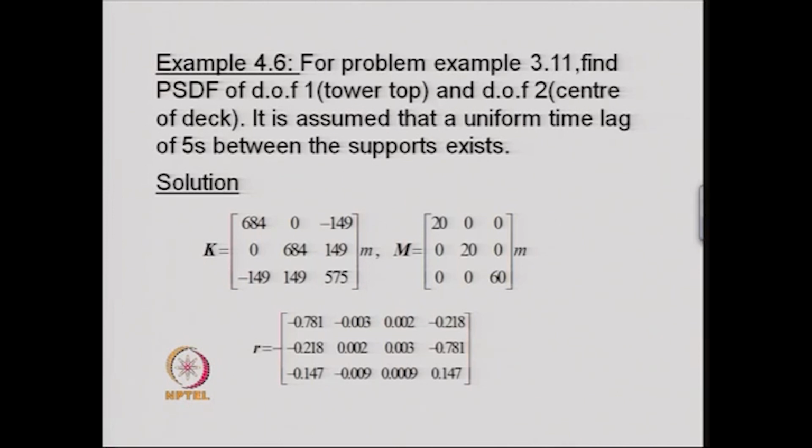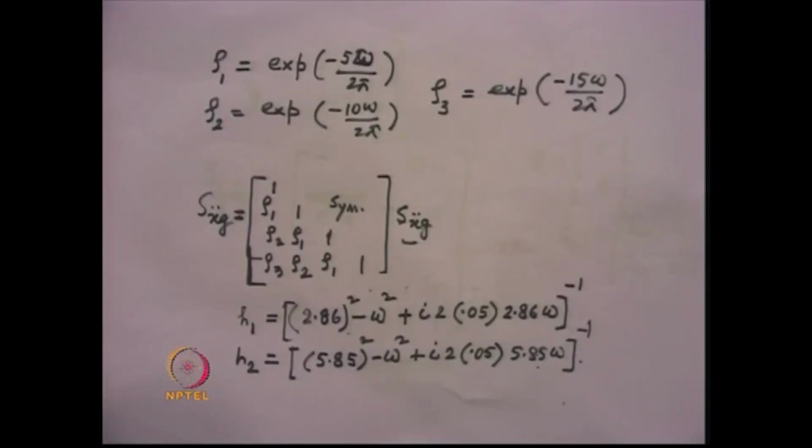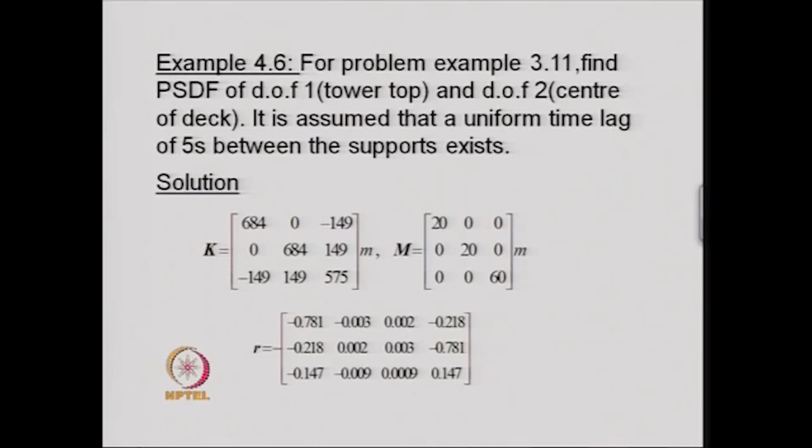An example problem is solved here to illustrate the modal spectral analysis technique. This is the problem that we had solved for the cable stayed bridge, where we want the power spectral density function of degree of freedom 1, that is the left hand tower top, and degree of freedom, it will not be 2, it will be 3, that is the center of the deck. And it is assumed that a uniform time lag of 5 seconds between the supports exists, that is, it is a multi support excitation case.